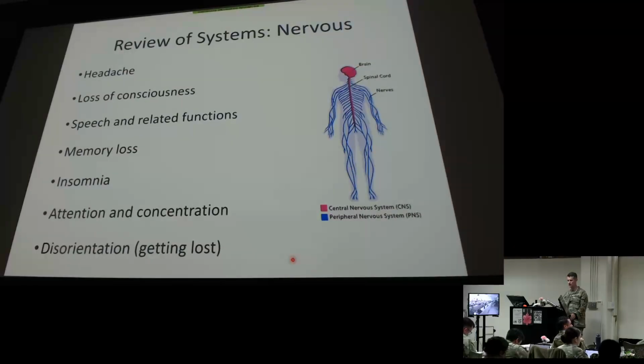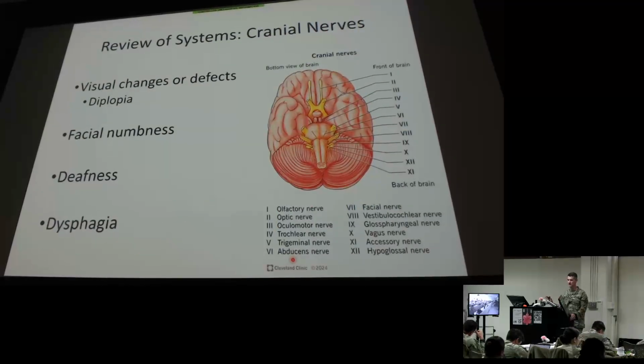So overall, for the nervous system, ask if they have headache, loss of consciousness, memory loss, insomnia, attention or concentration issues, or disorientation, getting lost easily. Don't memorize any of these. I'm not going to ask you for them; this is for your own development in asking questions, not test questions. With the cranial nerves, start asking about visual changes and deficits, especially if something in the face is affected. I'm asking about diplopia. Do we have double vision, facial numbness, deafness, and dysphagia? Those are the most common presenting signs I see with cranial nerve disorders.